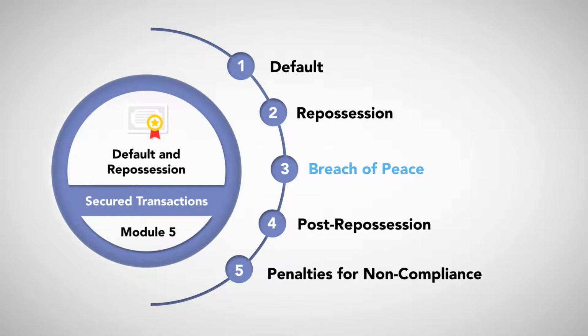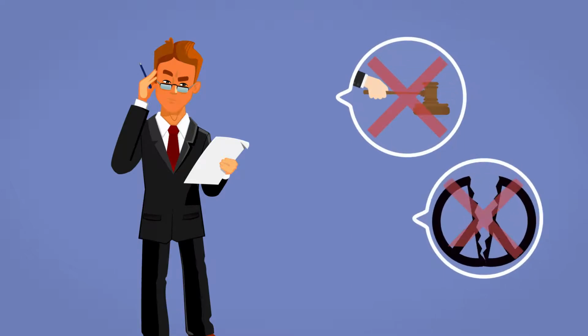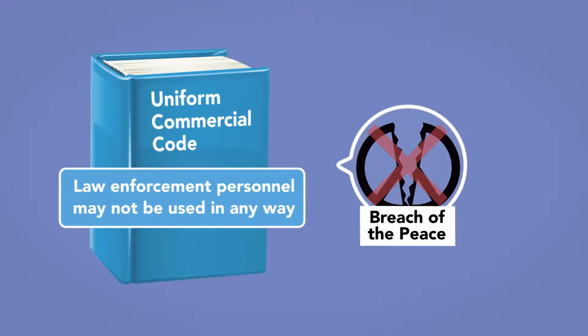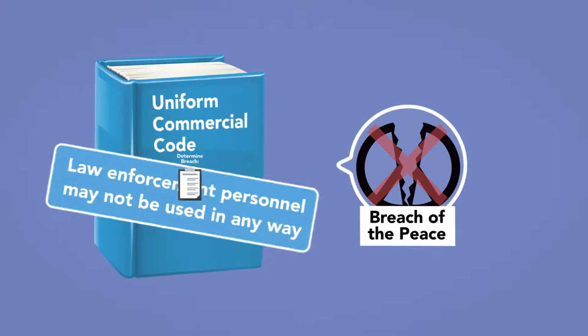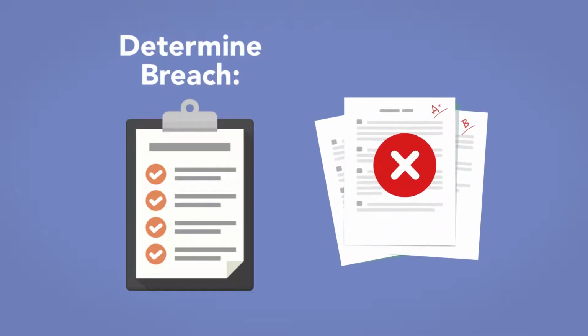Breach of peace. If the secured party chooses to proceed without judicial process, however, it may not breach the peace. Breach of the peace is not explicitly defined by the UCC, other than a comment that law enforcement personnel may not be used in any way. Courts have fashioned a variety of standards to determine breach of peace, and there is no bright-line test available because the range of collateral and circumstances of repossession vary so widely.